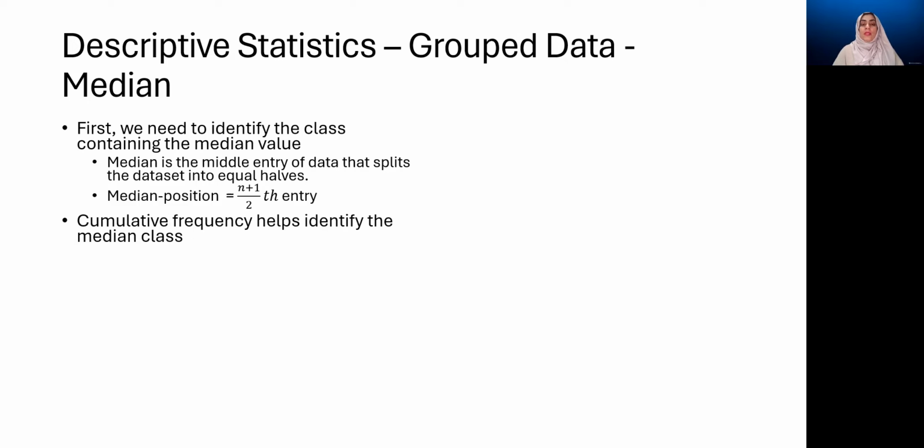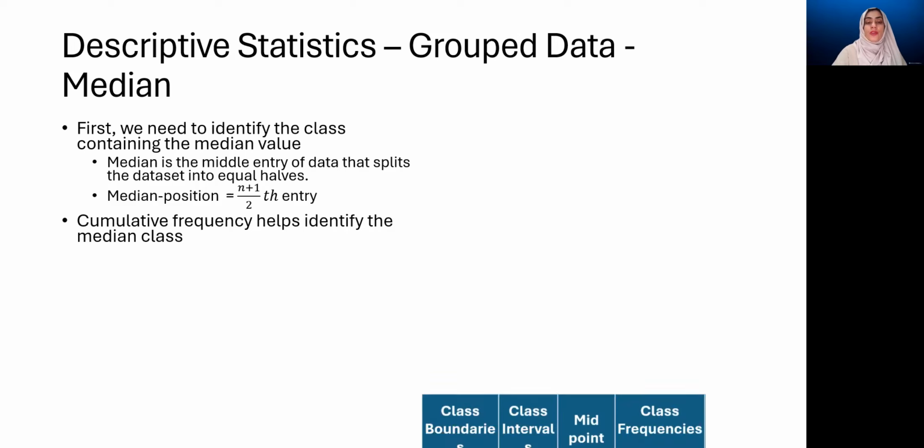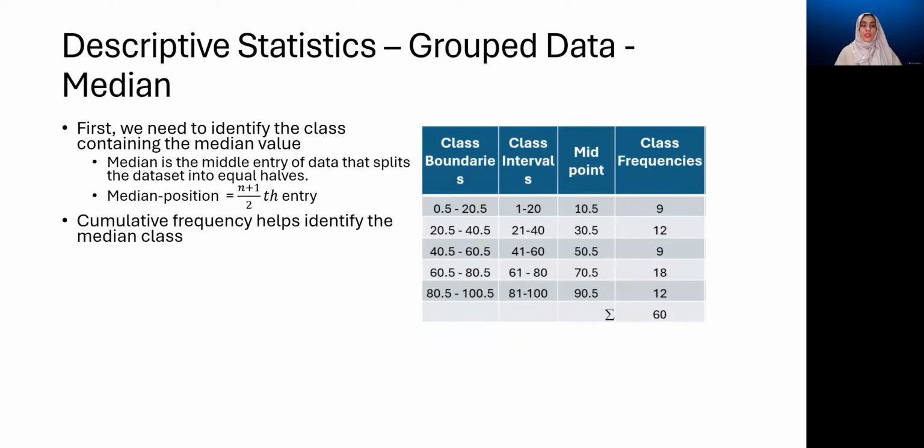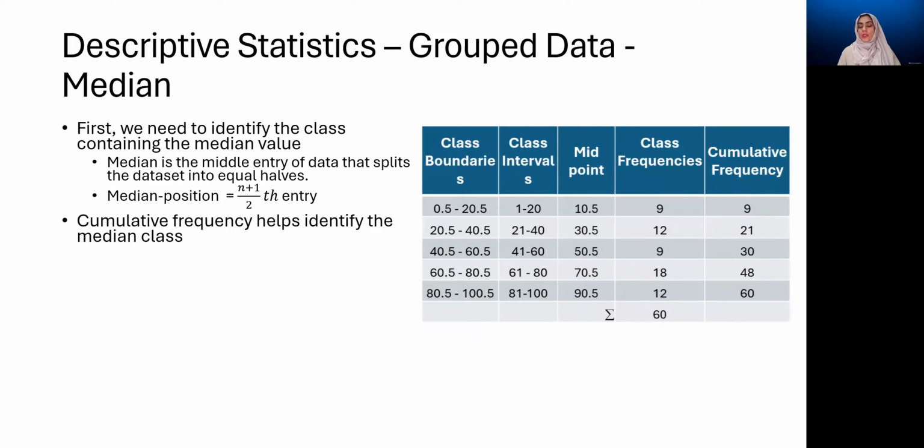Now, to compute the median for grouped data, we need to compute the cumulative frequency column. Here we have the same frequency distribution table. We have class boundaries, we have class intervals, we have the midpoints, although we might not be using the midpoints in this calculation, and we have the class frequencies. We need to compute the cumulative frequencies. We have already seen how to calculate cumulative frequencies in one video.